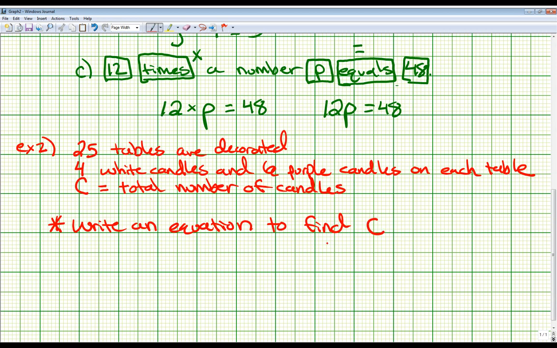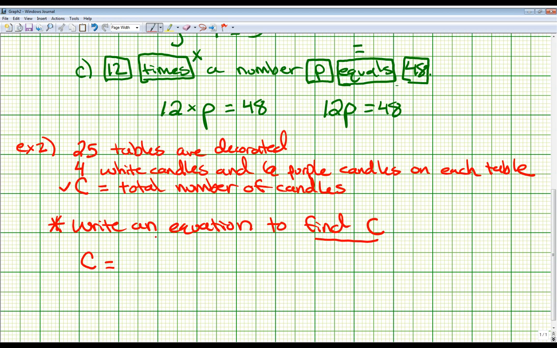So if they want us to find C, what happens is when we write an equation, the variable, the C, is going to become the first thing that we write down with an equal sign. So whatever they're trying to find, that comes first, and then we put our equal sign. So we've kind of taken care of this one step right here. C equals the total number of candles. So on the other side, I'm going to be using 25, 4, and 6, and some math symbols to figure out how I would actually figure out how many total candles.